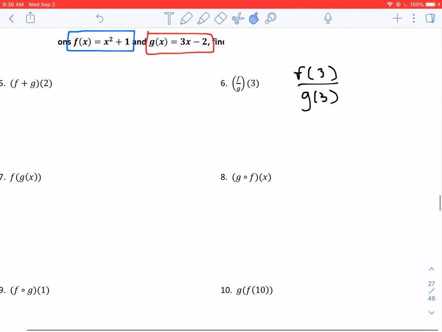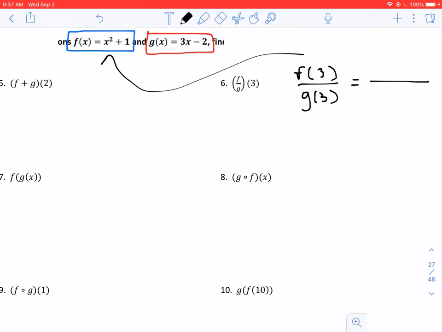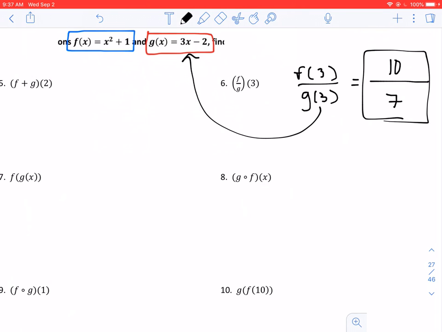So what's f of 3 here? Well, f of 3, that's what's on top. That's what I get when I plug in a 3 here. I'm going to just do that in my head. 3 squared plus 1, that's like 9 plus 1, or 10. G of 3 on the bottom is what I get when I plug in a 3 here. So that's 3 times 3 minus 2, or 9 minus 2, or 7. And this is our final answer. We don't need to worry about getting a decimal.